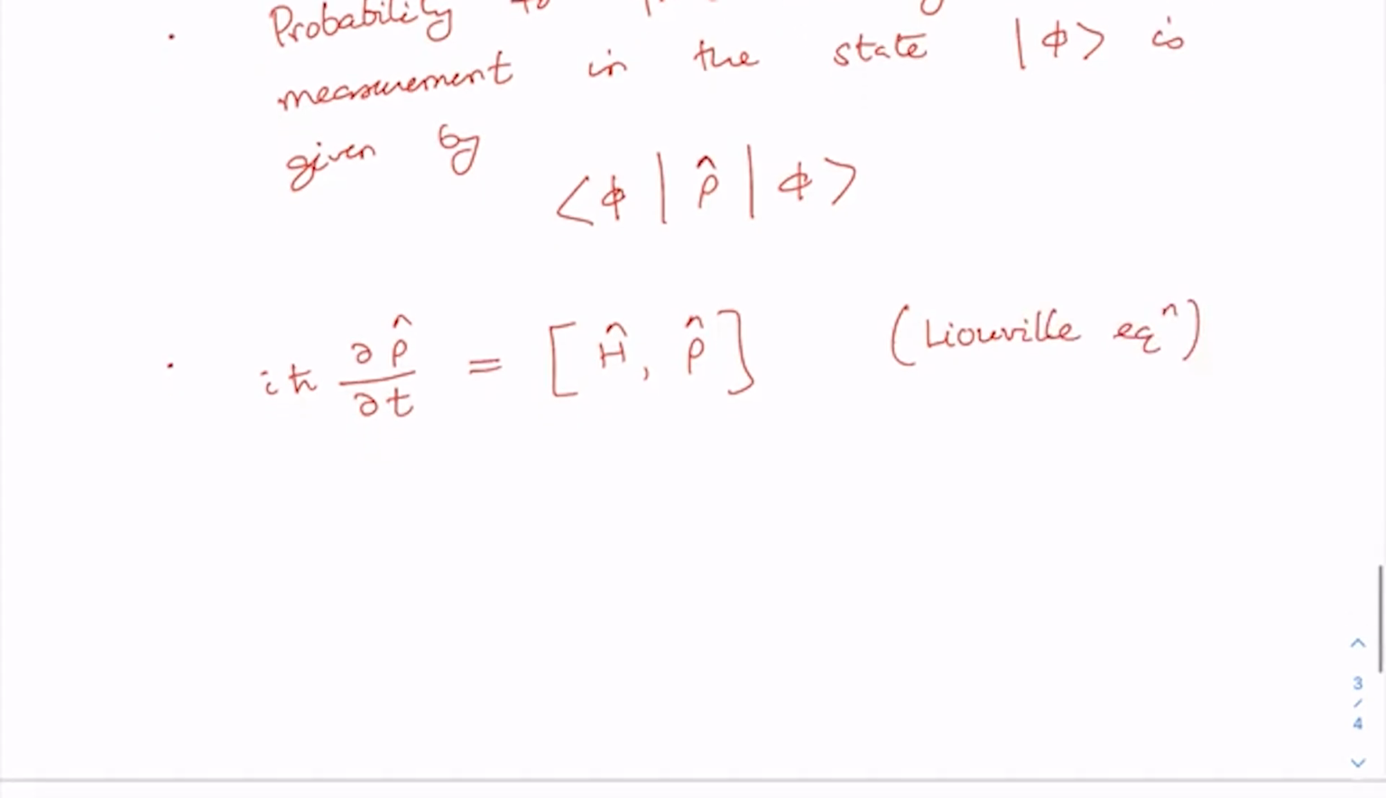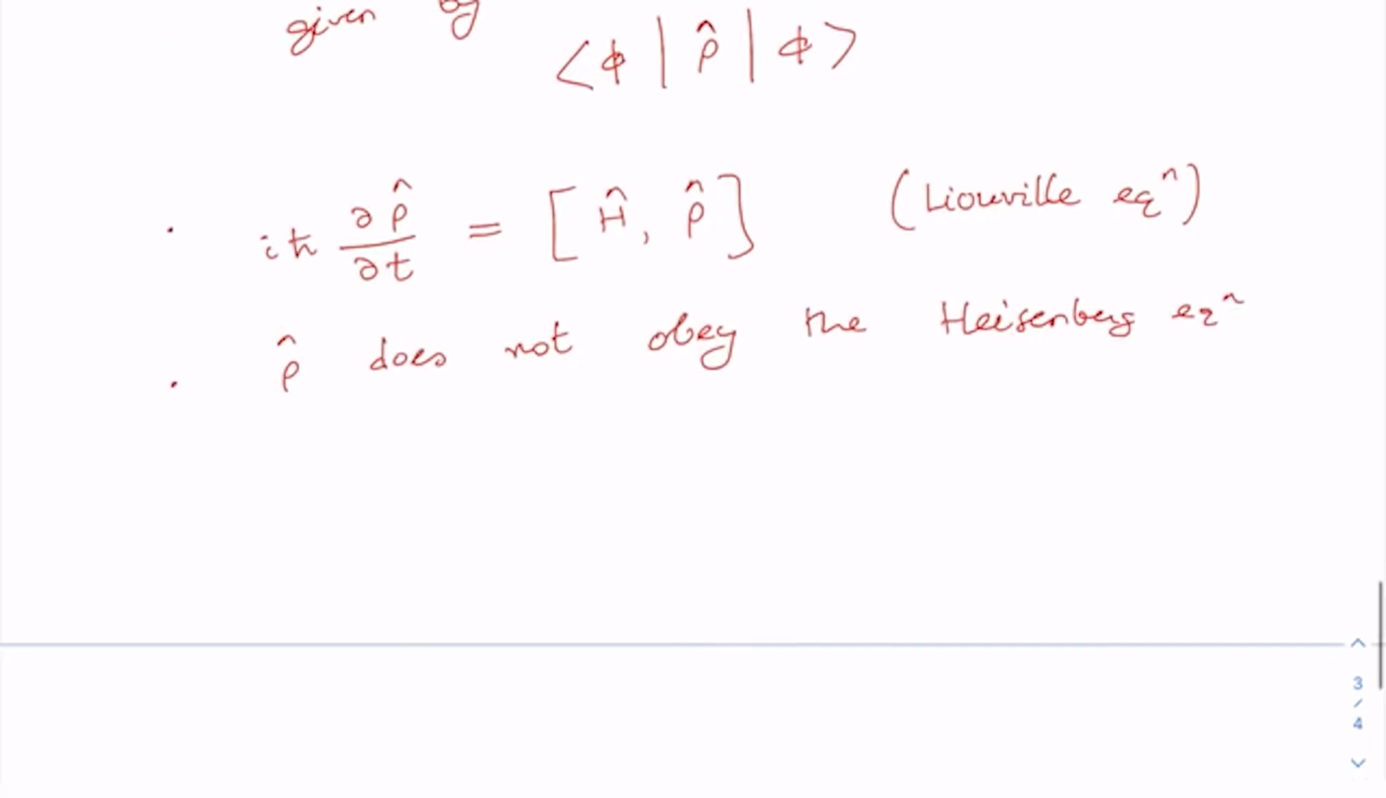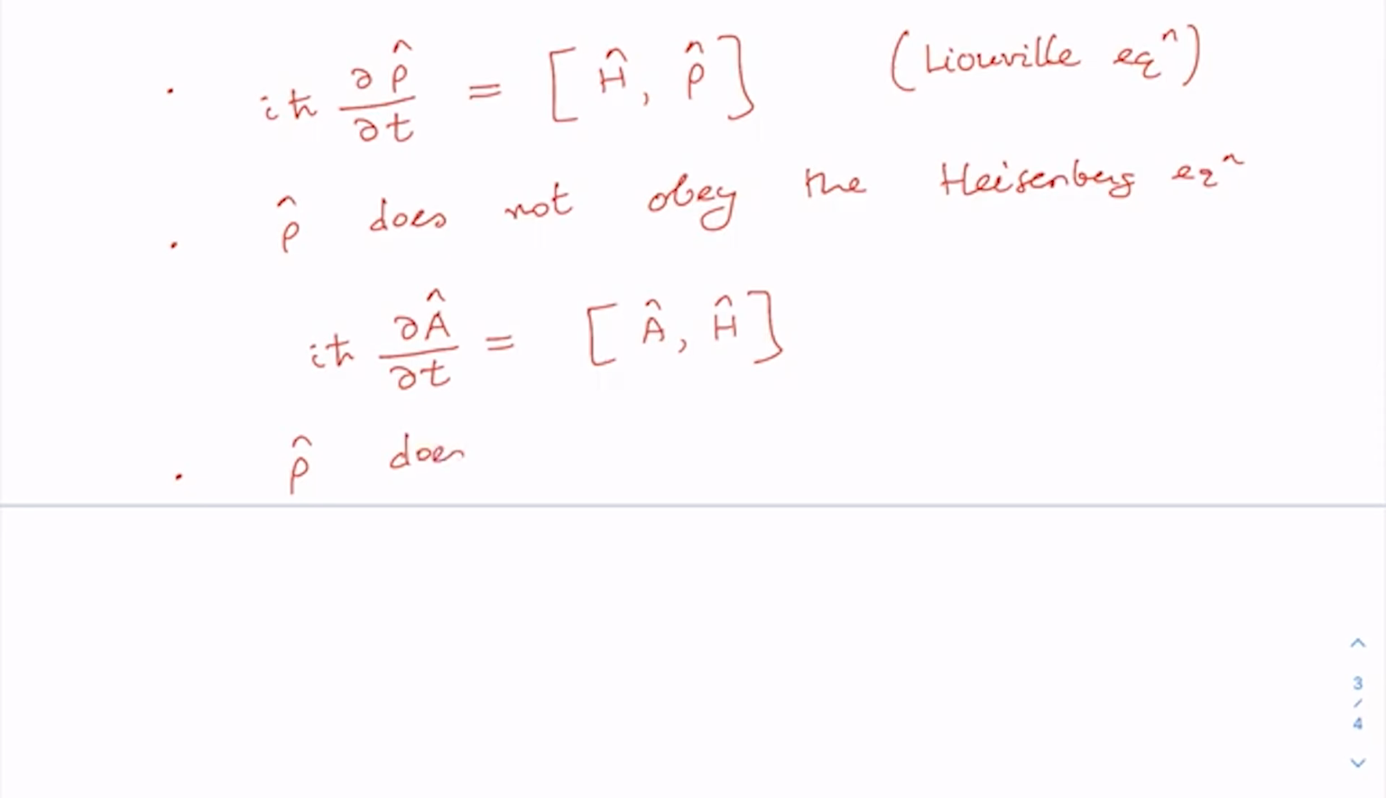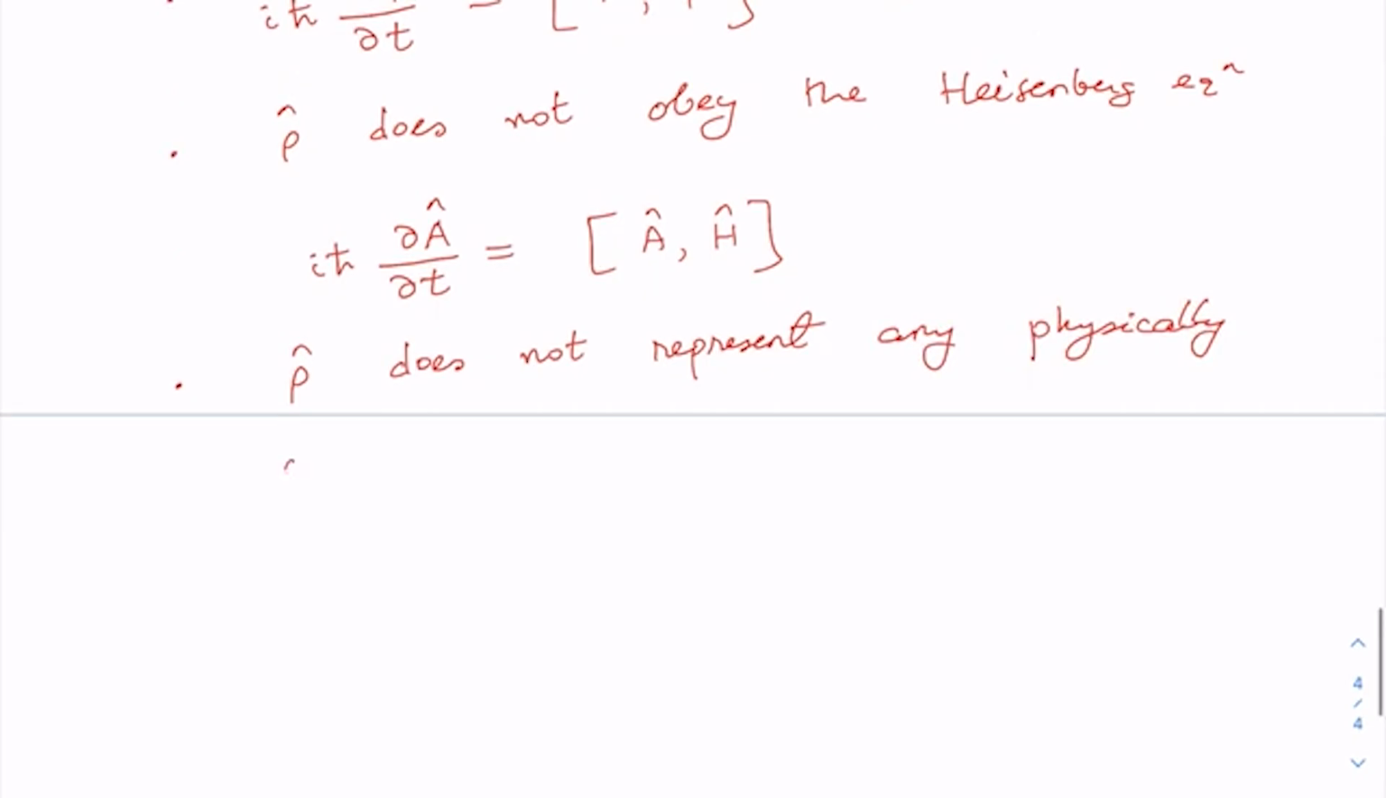If you see these equations carefully, this is not the Heisenberg equation by the way, and rho in fact does not obey the Heisenberg equation. Recall that if there is a physically observable quantity represented by an operator, say A, in quantum mechanics, then this operator satisfies the Heisenberg equation of motion if it is not explicitly dependent on time. But rho does not represent any physically observable quantity. That's why it does not satisfy the Heisenberg equation.